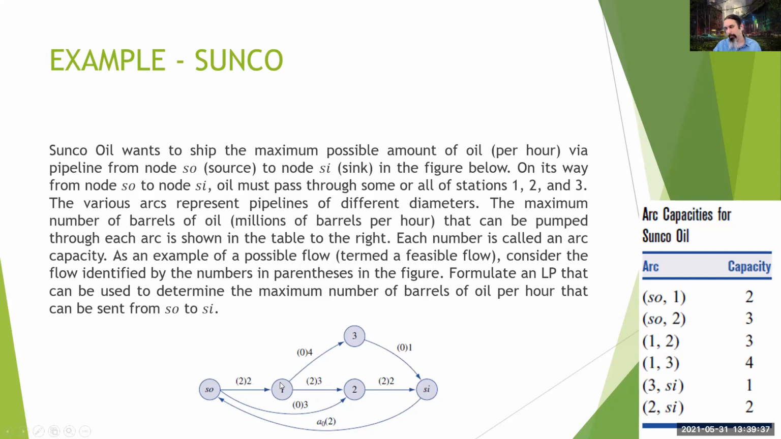But if I had sent 2 units from here and 2 units from here, and tried to send that 2 units from 1 to 3 and on to SI, again that doesn't work because it only has a capacity of 1. So 3 only accepts 1 unit of capacity. 2 only accepts 2 units of capacity. So I will have to send only 1 unit over here. This one is going to be 1, and this one is going to be 2. So a total of 3 units can be sent over here. All right, that's the way I can send it.